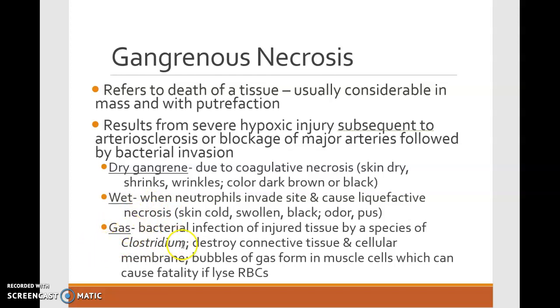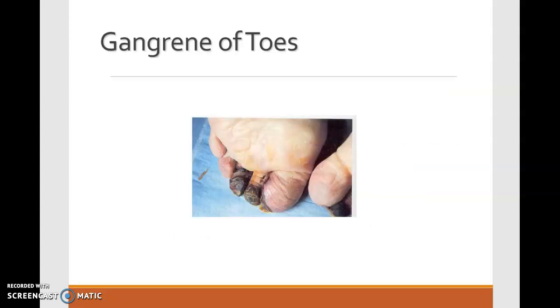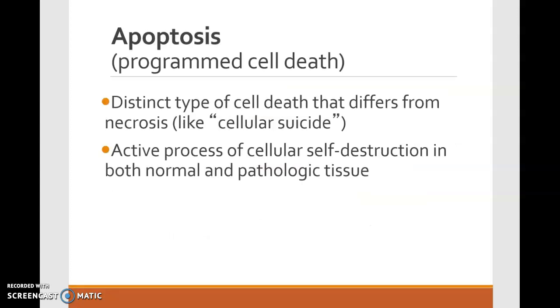Typically, it's caused by several species of Clostridium, and it is catastrophic. It destroys connective tissue. It liquefies the muscle itself, all tissue, with bubbles of gas that form in the muscle, and it is very stinky and deadly. Gangrene of the toes.